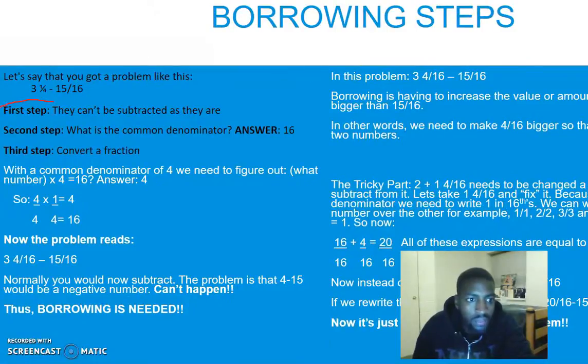The first step: they can't be subtracted as they are. Just look at this problem, they can't be subtracted as they are. The second step: what is the common denominator in this? 16. Remember, with 2 fractions, adding and subtracting, the common denominator is most likely the highest denominator, which is 16. The third step is you have to convert a fraction. With the common denominator, we need to figure out what number times 4 equals 16. Pretty much divide it. So it'll just be 4.